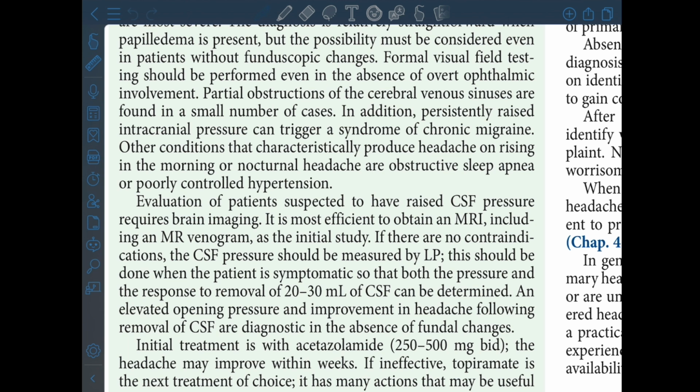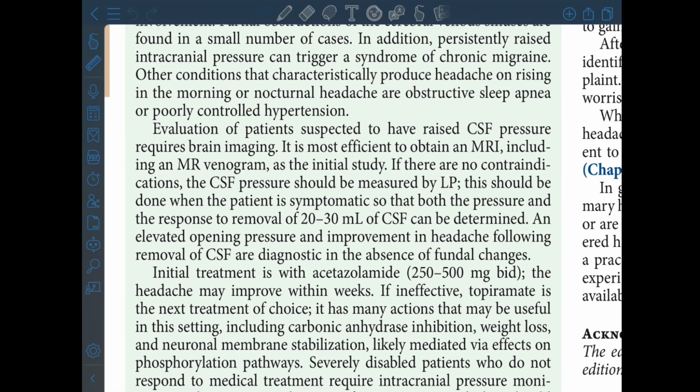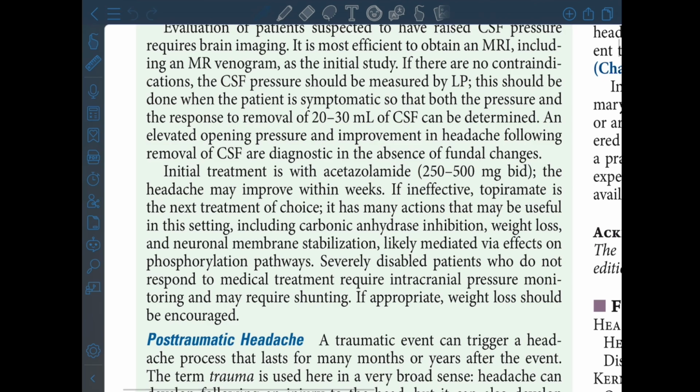It is most efficient to obtain an MRI, including an MR venogram, as the initial study. If there are no contraindications, the CSF pressure should be measured by LP. This should be done when the patient is symptomatic so that both the pressure and the response to removal of 20 to 30 ml of CSF can be determined. An elevated opening pressure and improvement in headache following the removal of CSF are diagnostic in the absence of fundal changes. Initial treatment is with acetazolamide 250 to 500 mg BD.